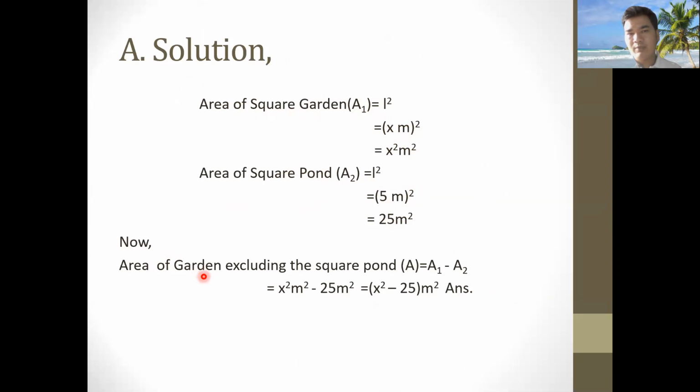Now the area of the garden excluding the square pond equals A, that means A1 minus A2. A1 was x square meter square minus A2 was 25 meter square. If you take meter square common, what is left here? X square minus 25 is left. Like this, we find the area of the remaining part of the garden. Okay, let's move to the next slide.